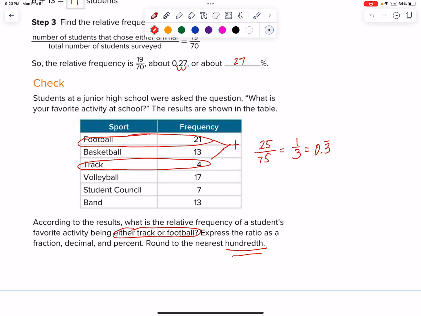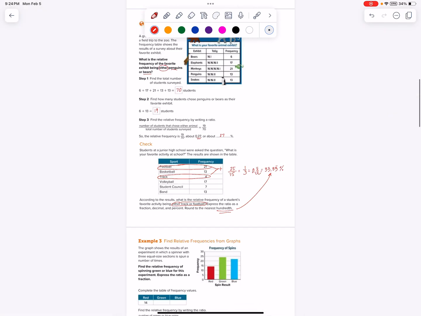Okay. And as a percentage, swoop, swoop, we get 33.33 with the 3 repeating percent. Okay, so it said round to the nearest hundredth, so that's why we had to go that far. So be careful, you don't want to get it wrong because you messed up the rounding at the end. That would be so sad.